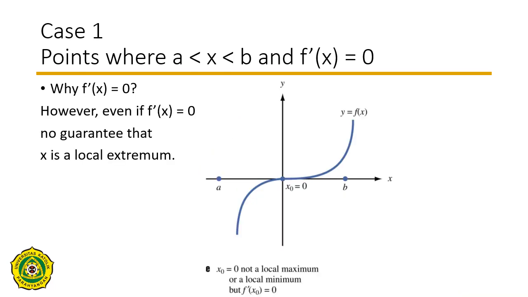However, there are points where even if the first derivative at that point equals 0, it is not a local extremum. For example, we can see here at this point, the first derivative is 0. But we do not see that point being a local maximum. It is not a local minimum either. So sometimes it is not enough just to check the first derivative. What we're going to do is check the second derivative of the function.